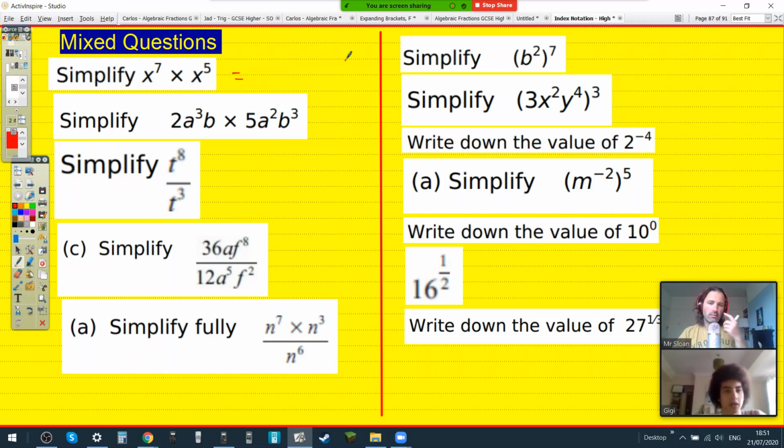Alright, x to the power of 12. Would be 7a. Oh no, it would be 10a to the power of 5 and b to the power of 4. That'll be t to the power of 5.